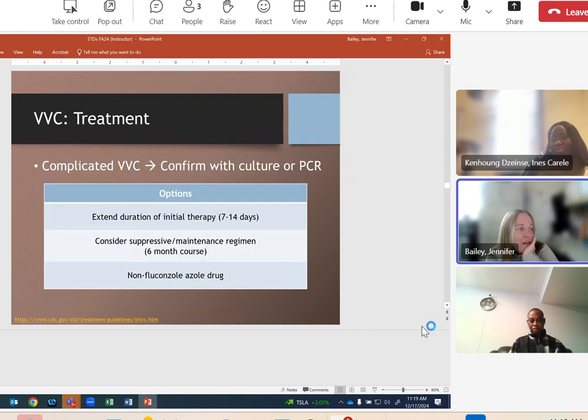Patients who have complicated yeast infections, you don't need to know how to manage them. They would be managed by their healthcare provider.